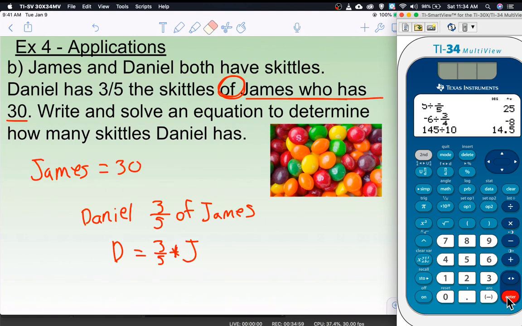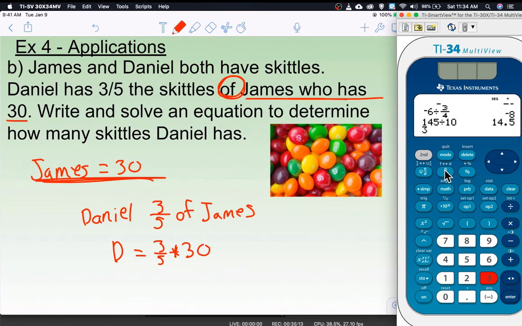And I can solve this equation because I already know that James has 30. It tells us that in the problem, and I have it written down up here. So now if I take 3/5 of 30, I got myself a solution. All right, 3 fraction 5, 3/5, times 30. 3/5 of 30 is 18. Daniel has 18 Skittles.